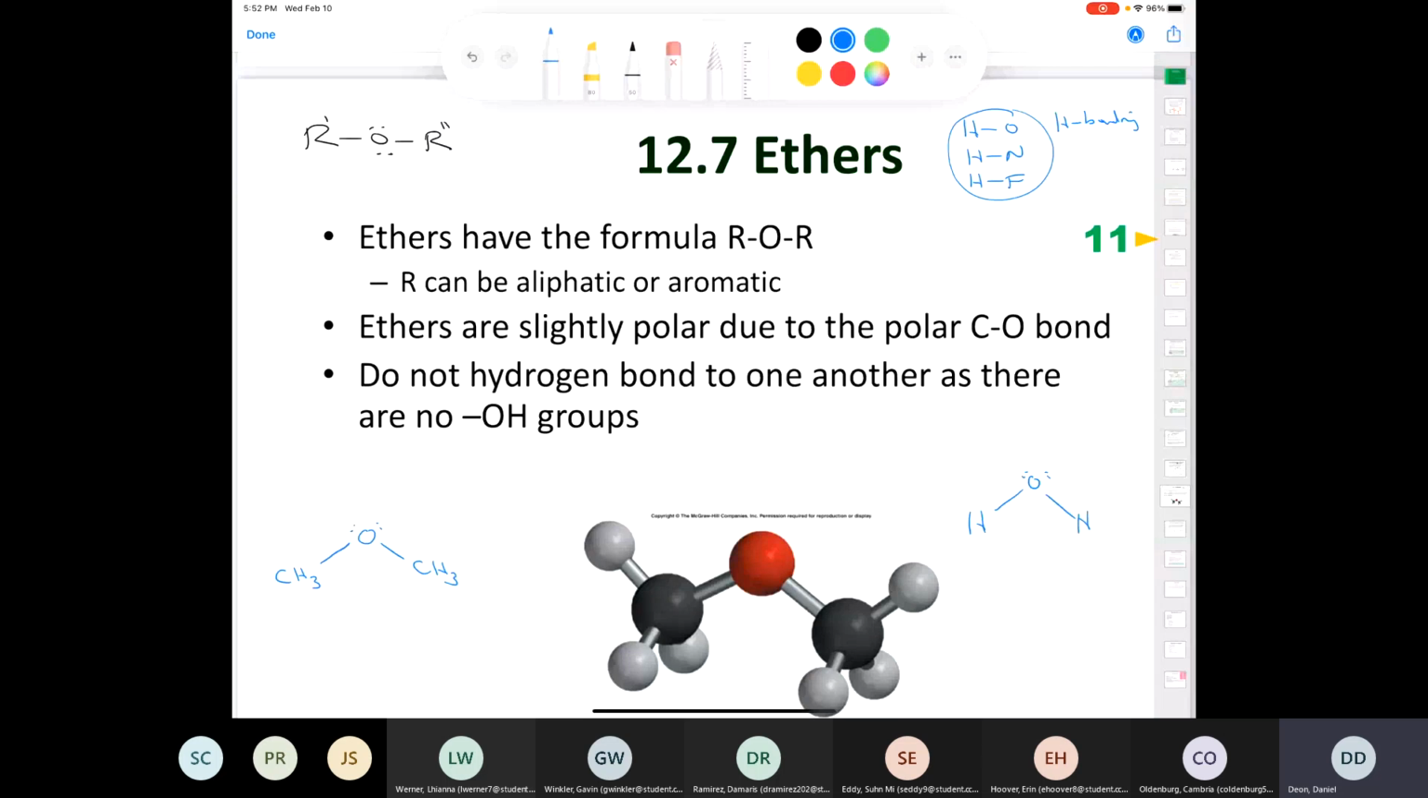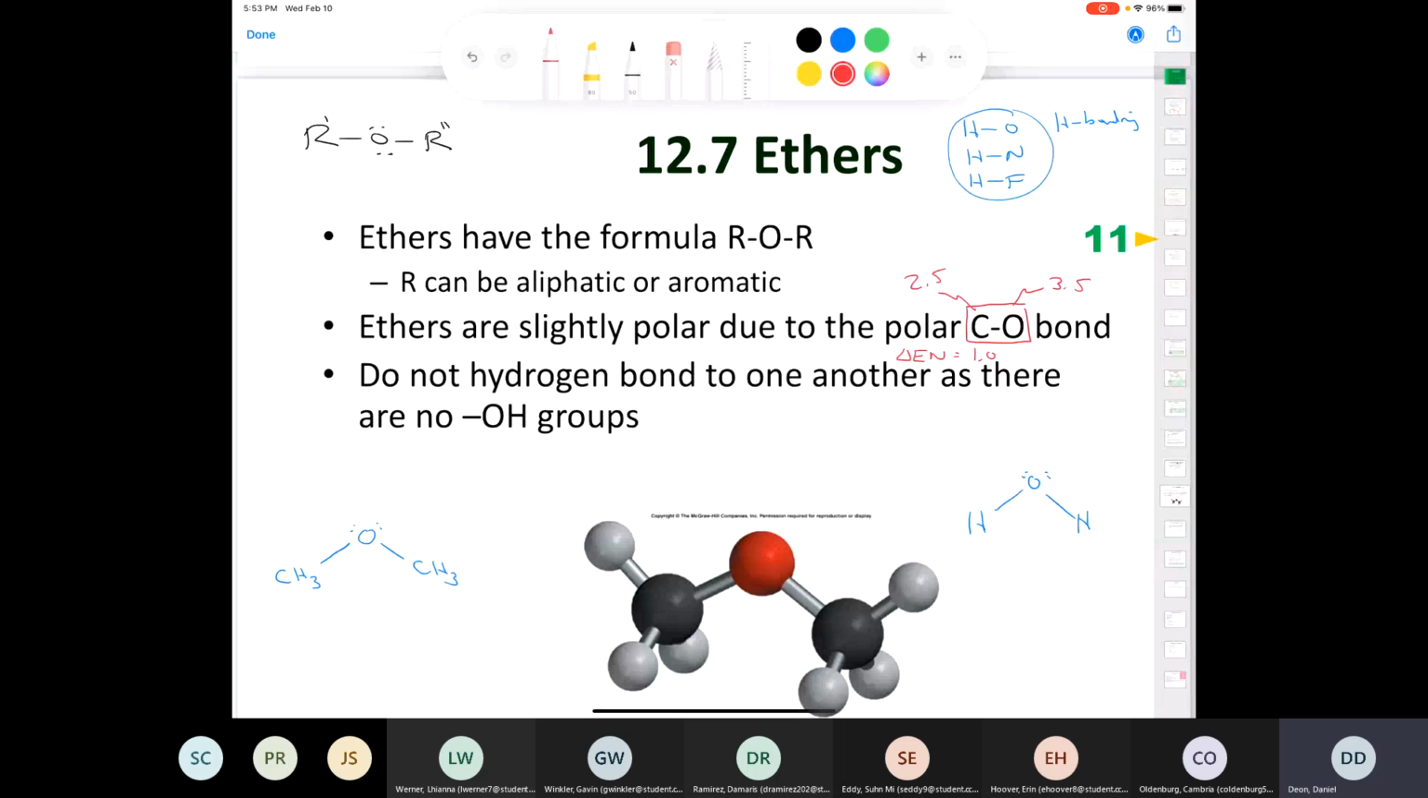Oxygen has 2 bonds and 2 lone pairs. The same thing for an ether. So we know there is a difference in electronegativity between carbon and oxygen. Carbon has an electronegativity value of around 2.5, and oxygen has an electronegativity value of around 3.5. That means that the difference in electronegativity is 3.5 minus 2.5, which is 1.0. That falls in the range of a polar covalent bond.